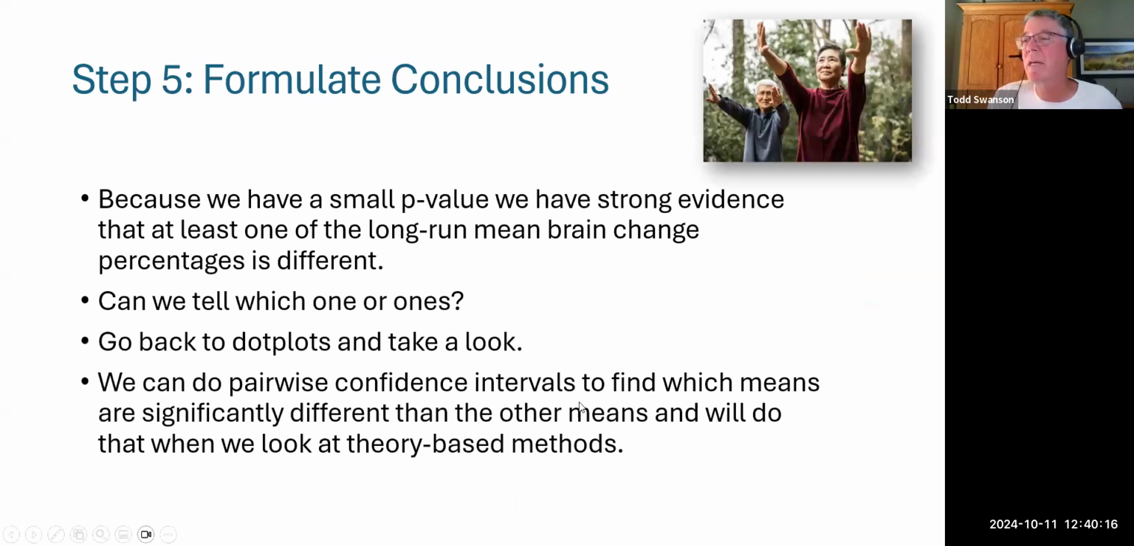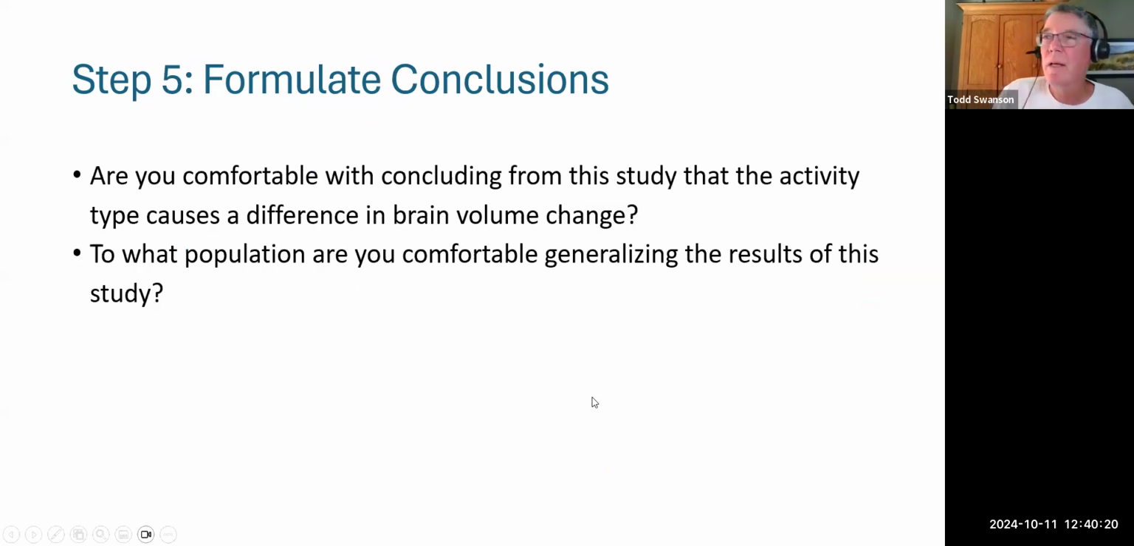As I said, we're going to do pairwise confidence intervals when we go back to look at theory-based. All right, still under step 5, formulate conclusions. So I always ask these questions, can we determine causation and generalization? So are you comfortable with concluding that the activity caused that difference? Into what populations are you comfortable generalizing the results? So it was a randomized experiment. So very easy. Yes, we can determine causation with this one.